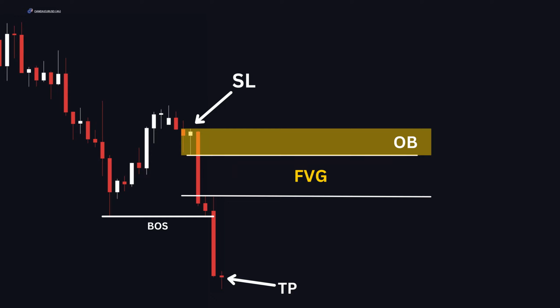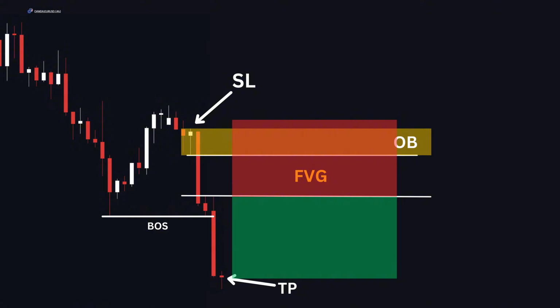Now what happens if we set a sell limit order at this fair value gap? By doing this, we have a higher chance that price will trigger our trade. But the main problem here is that our stop loss will be too large. Even if we set our limit order in the middle of this fair value gap, our stop loss will still be too large. And if we try to set our stop loss above this fair value gap zone, it will be in the order block or supply zone. And there's a high chance that our stop loss will be triggered before our first take profit.